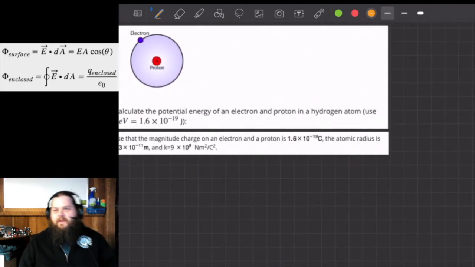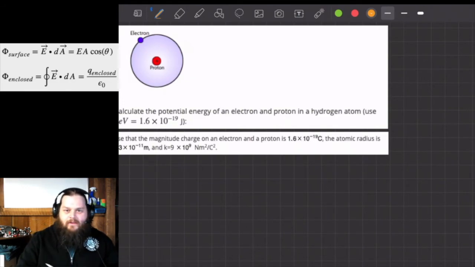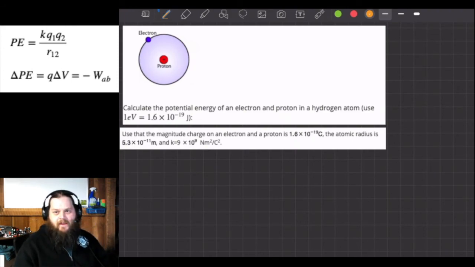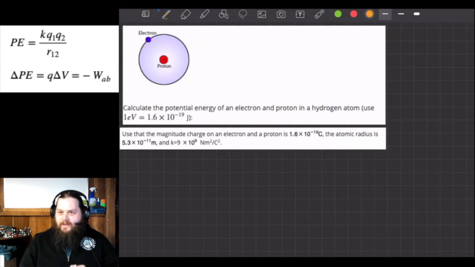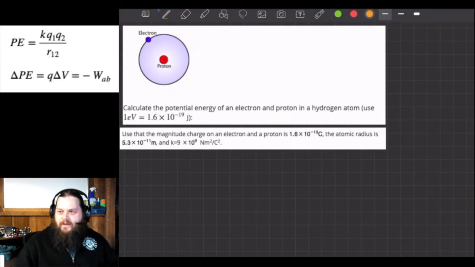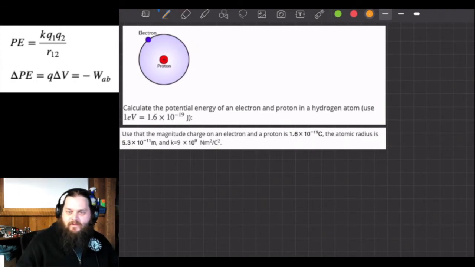So here's an example where we have basically a hydrogen atom, where it has a proton in the middle of it. Let's switch over to this one. And I've got some equations for potential energy above my head there, which might help things as we go along. So we have a diagram here of hydrogen with a proton in the middle, and circling that is an electron. And we want to calculate the potential energy of an electron and a proton in a hydrogen atom, using 1 eV equal to 1.6 times 10 to the negative 19 joules. So we want to convert our answer to eV when we're done.